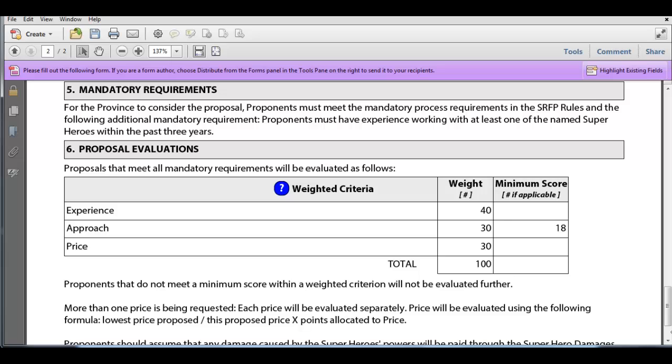Now, if there are no minimum scores in this box for an SRFP that is of interest to you, that means that there are no minimum scores at all. The ministry has to disclose any minimum scores that do apply.